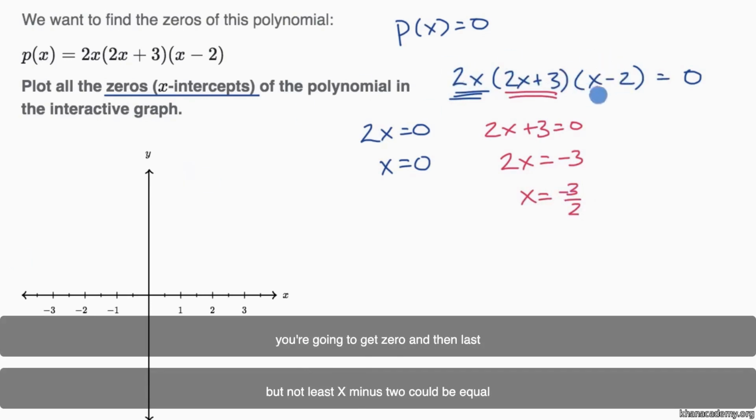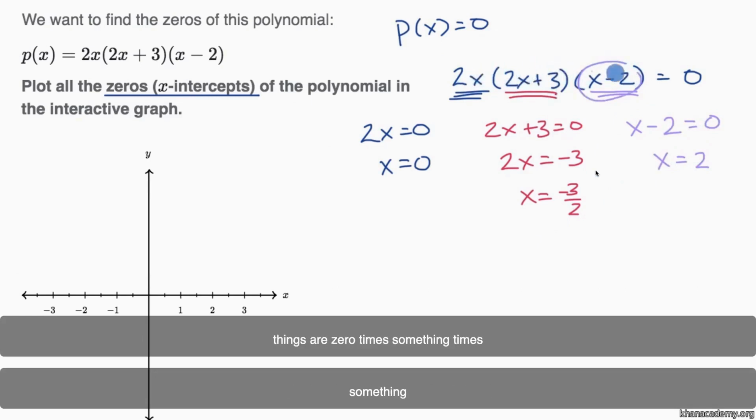And then last but not least, x minus 2 could be equal to 0. That would make the whole product equal to 0. So what x value makes x minus 2 equal 0? We'll add 2 to both sides, and you would get x is equal to 2. If x equals 2, that equals 0. Doesn't matter what these other two things are. 0 times something is going to be equal to 0. So just like that, we have the zeros of our polynomial.